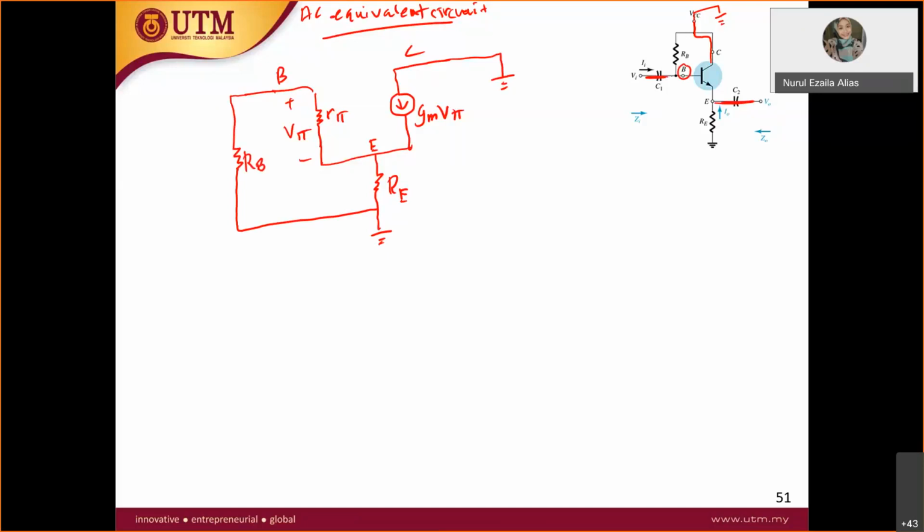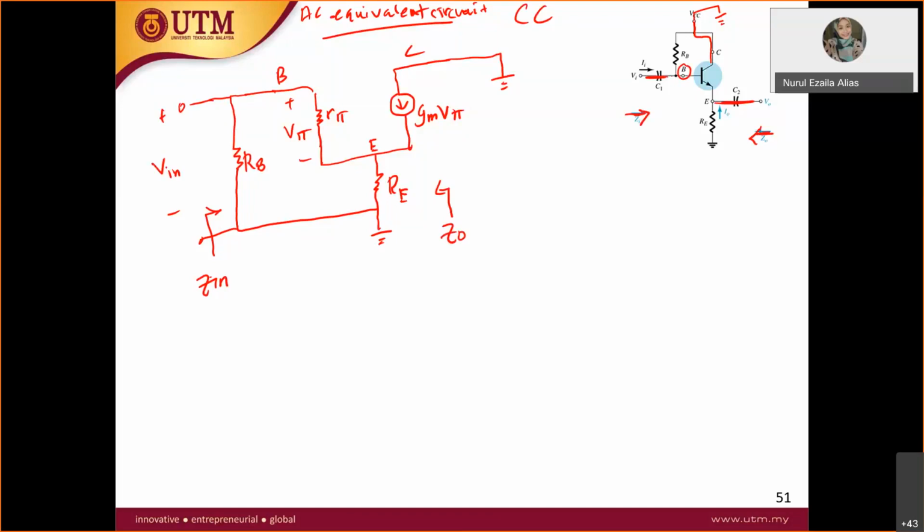This is your input. Don't forget to put your Z in. Z in is seen from here, therefore this is your Z in. Z out is what you see at the emitter, so this is your Z out. Very different from the common emitter. So this is how the AC equivalent circuit for the common collector looks. Let's derive together.